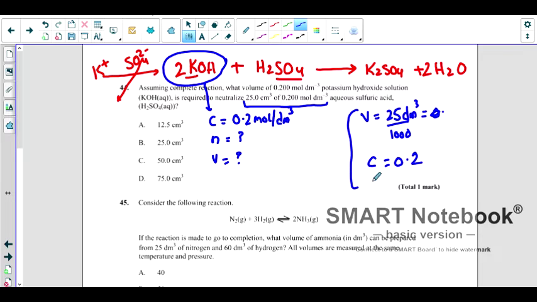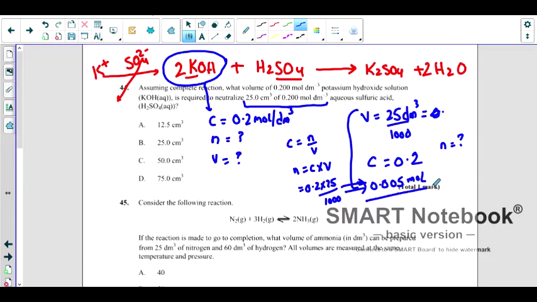From here, we can calculate the number of moles, right? So we can do it like C is equal to N over V. So N is C into V, right? When you solve this, it will be 0.2 into 25 over 1000. We get around 0.005 mole. So these are the moles of acid. Now if you look at the equation, it says that for 1 mole of acid you need 2 moles of the base.